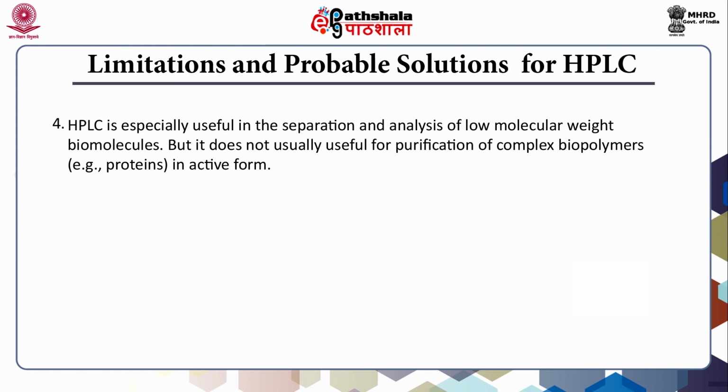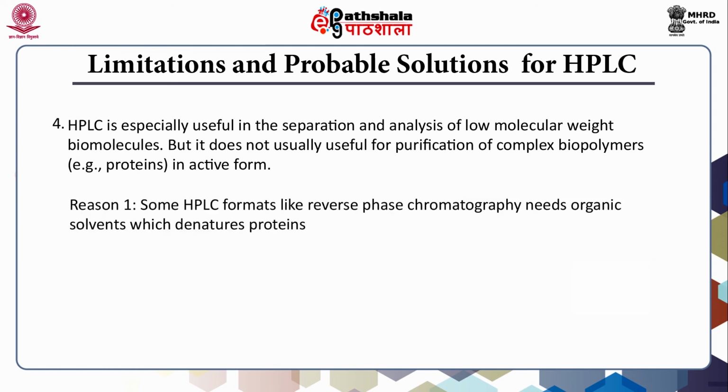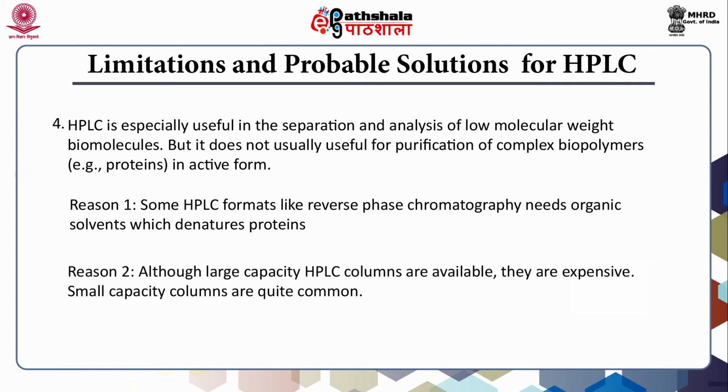What are the reasons for it? The first reason is some HPLC formats like reverse phase HPLC need organic solvents. These organic solvents denature the proteins. That is why we may not get the active form of the proteins by this particular chromatography. Another reason is, although large capacity HPLC columns are available, they are very expensive. So, small capacity columns are quite common.